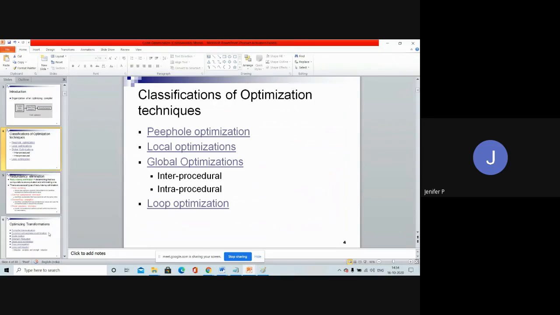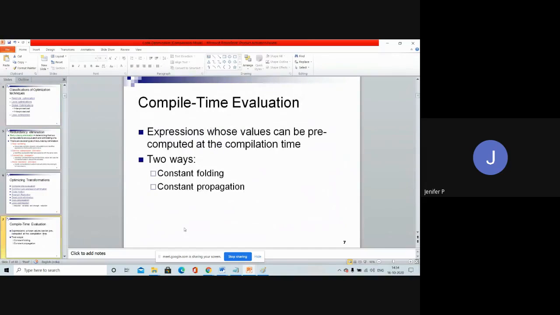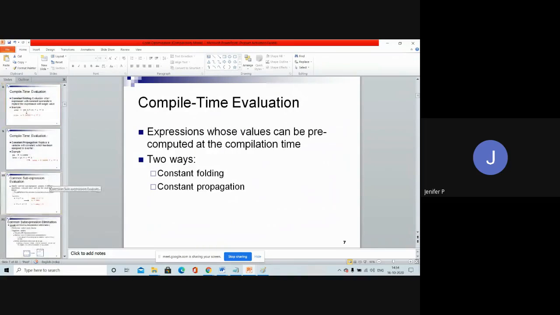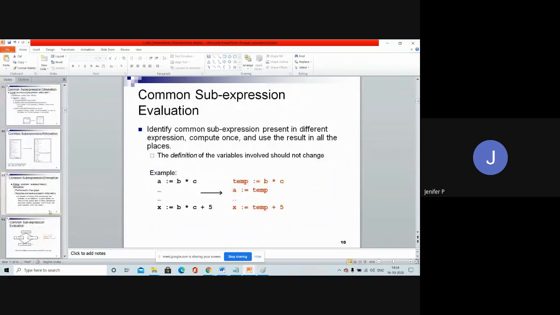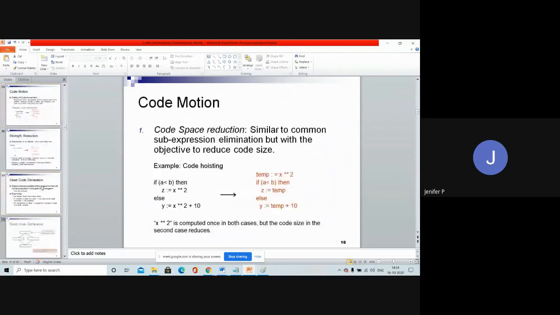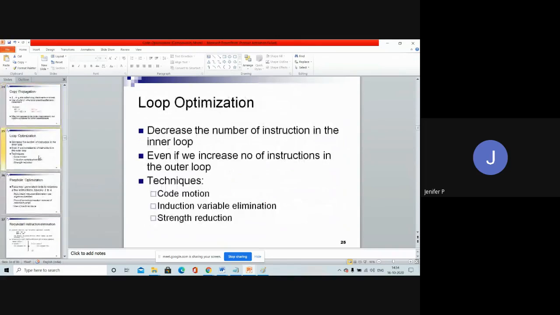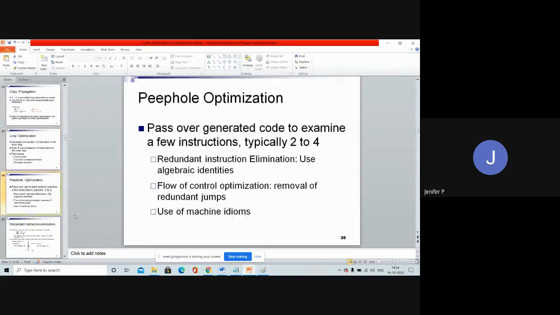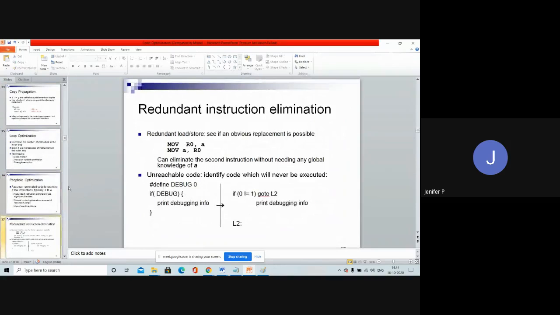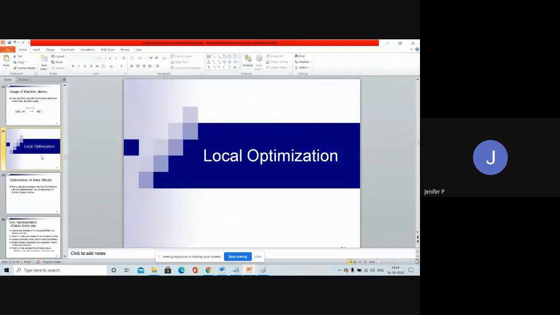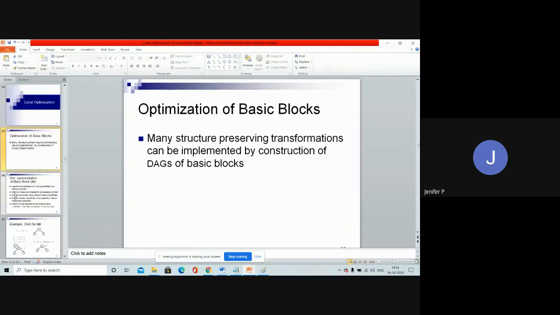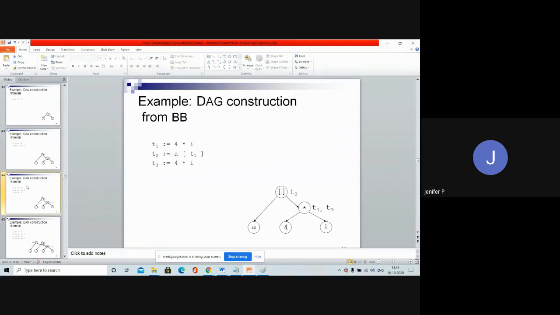Then we have seen constant folding and constant propagation. The next main important thing is common sub-expression elimination. Next, code motion, then dead code elimination, then copy propagation, loop optimization, and peephole optimization. In peephole optimization we have seen the various techniques, right? Next we saw local optimization with the help of DAG. The DAG's purpose is to eliminate common sub-expressions. We also saw with an example how to construct a DAG.